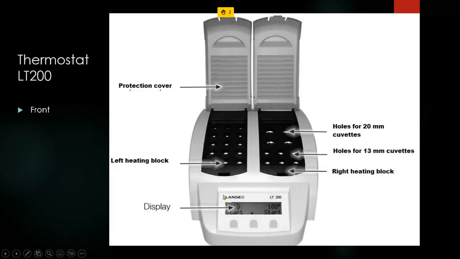Okay, we have holes for 20 millimeter cuvettes, but you will not use them now because they are used only for the total nitrogen method. And they told me you have only total phosphorus, ammonia, and nitrate. We also have the holes for 13 millimeter cuvettes, the typical cuvettes, and we will use them for the total phosphorus, total phosphate. We will use these holes.